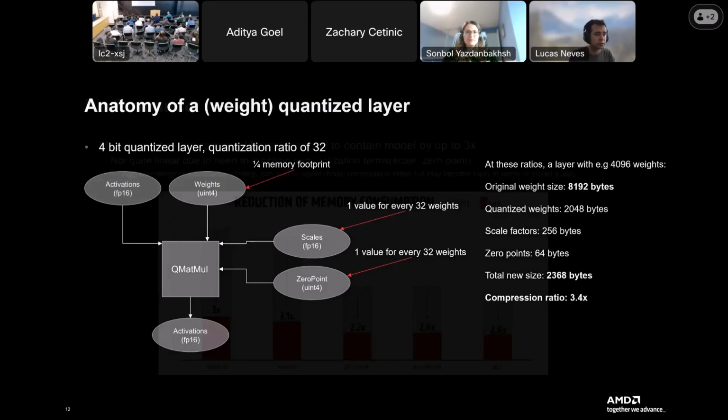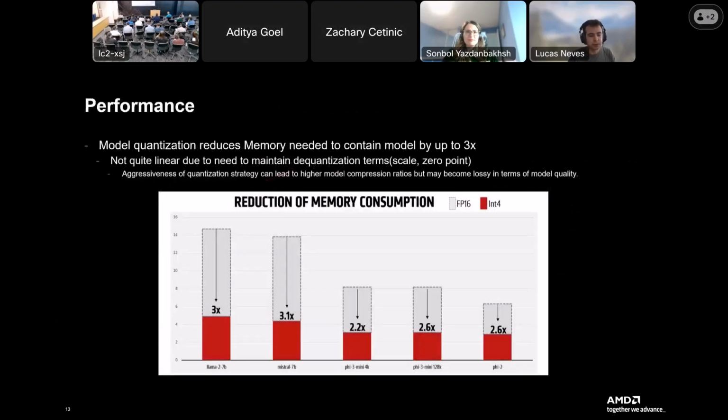When we run this on our hardware, these are the typical compression ratios that we see. When we go to int4, for something like Llama 2 7B, it goes from nearly 15 gigabytes down to 5. Phi 3 mini and Phi 2 are also smaller models, so you see a slightly lower compression ratio. But this basically means that some models that would literally not fit on commodity hardware are now actually runnable.